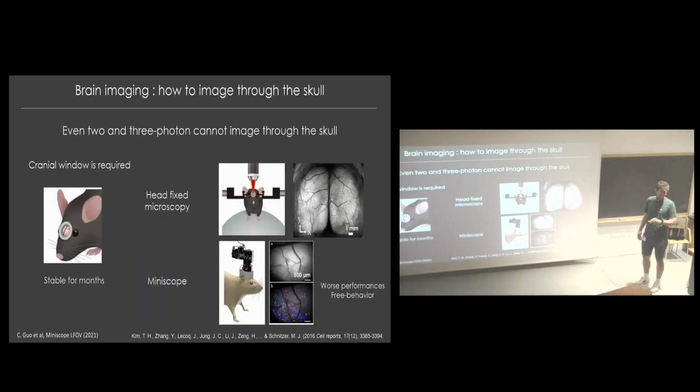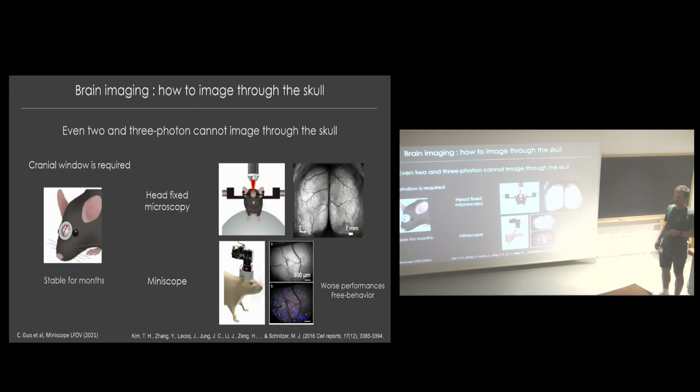But actually, everything that I showed was cheating a little bit, because even with 2 or 3 photon, we cannot image through the skull, or really rarely. So usually, what is performed is a cranial window. We remove the skin, we remove the skull, remove a part of the brain, and we glue a cranial window, which is transparent, and then we can have direct access to the brain. This is stable for months, actually, so you can image really every day for months.